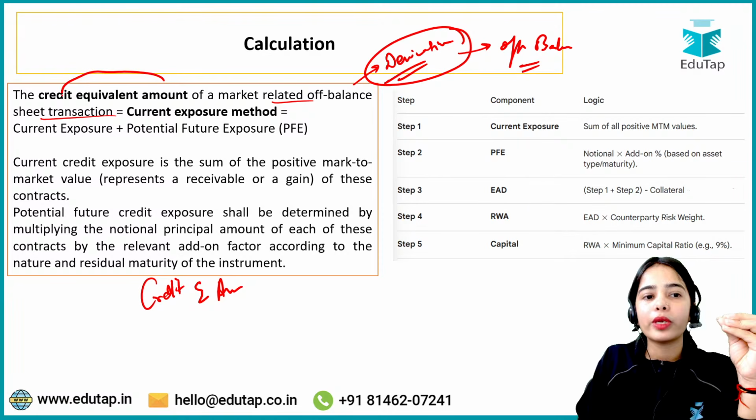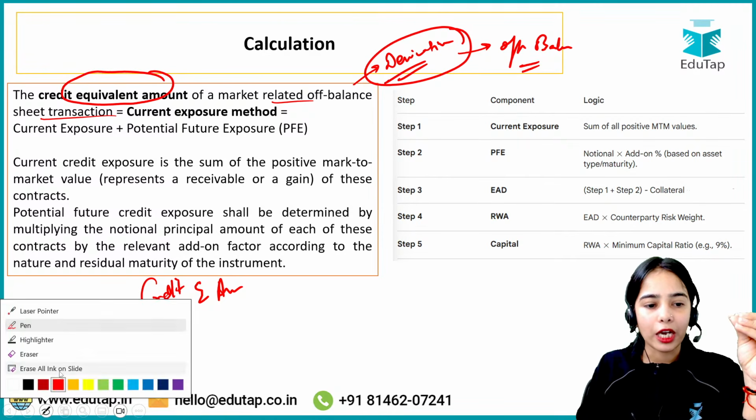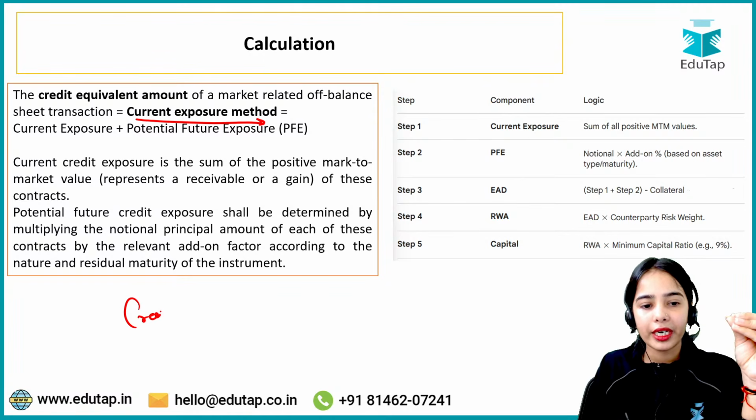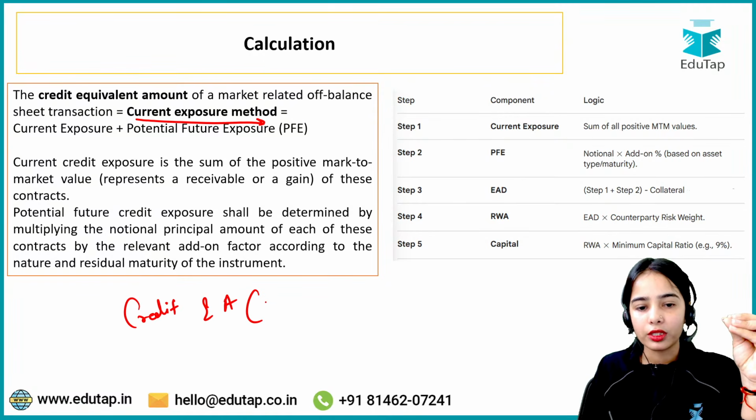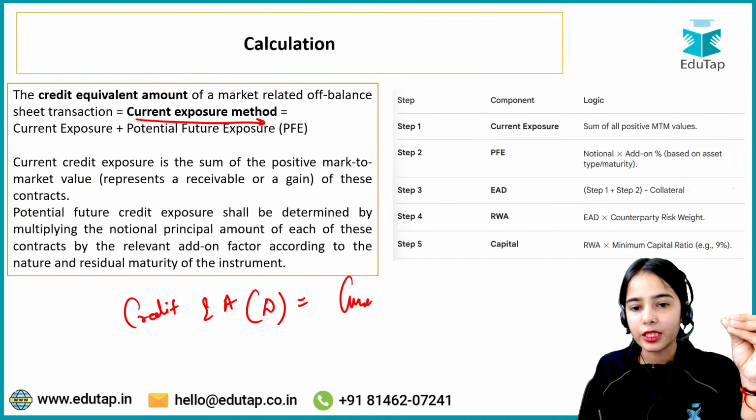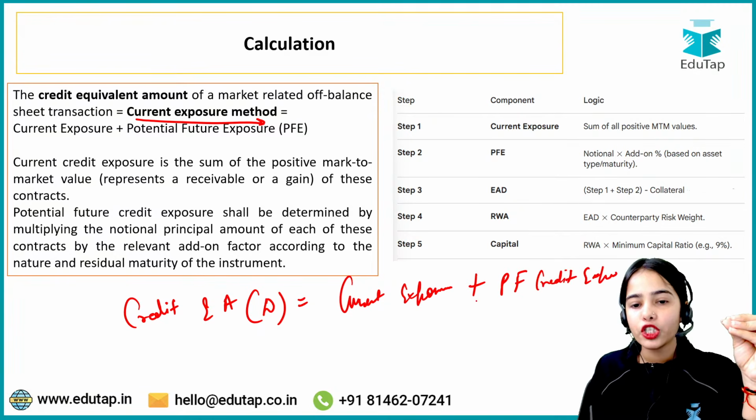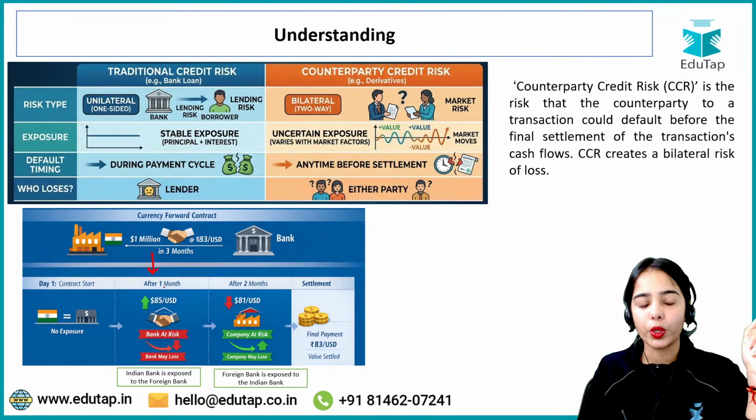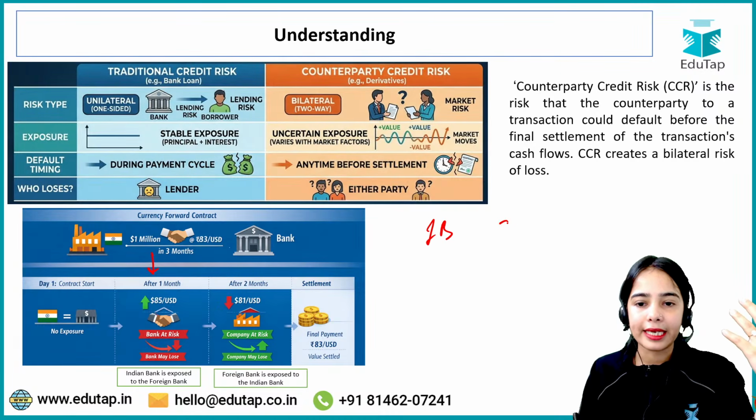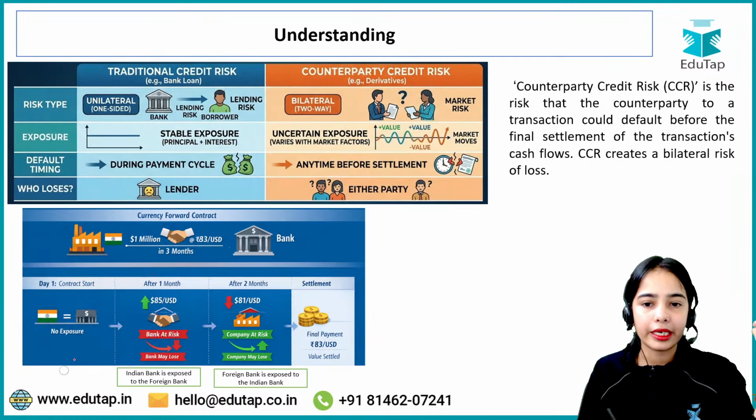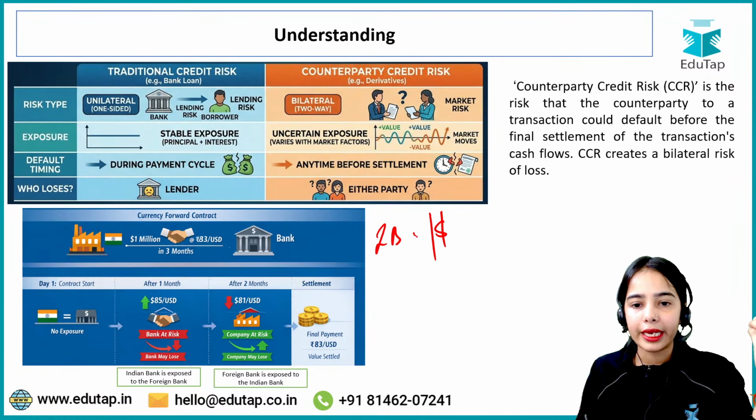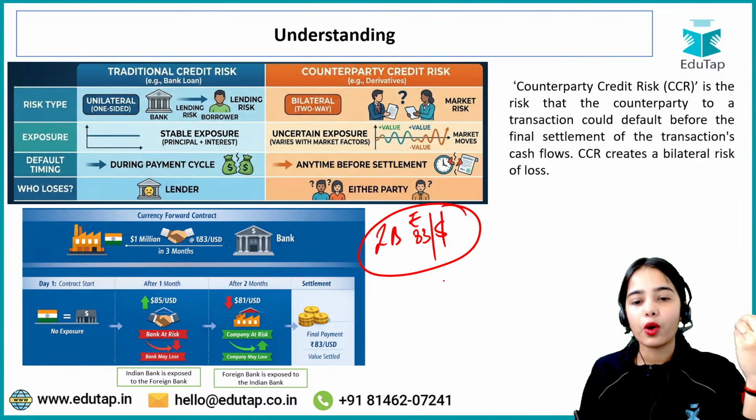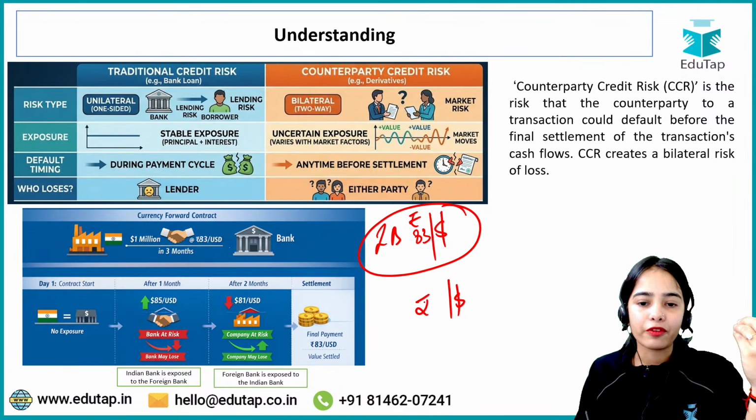So what is the credit equivalent amount for the derivative? So this can be calculated through the current exposure method. So credit equivalent amount for the derivative, this has the formula, the current exposure plus the potential future credit exposure. Okay, so current exposure is basically, in this example, let's say the first month is going on. So the Indian bank had decided to pay 83 rupees. The Indian bank had decided to pay 83 rupees per dollar. Right now, the price of per dollar is 85 rupees.